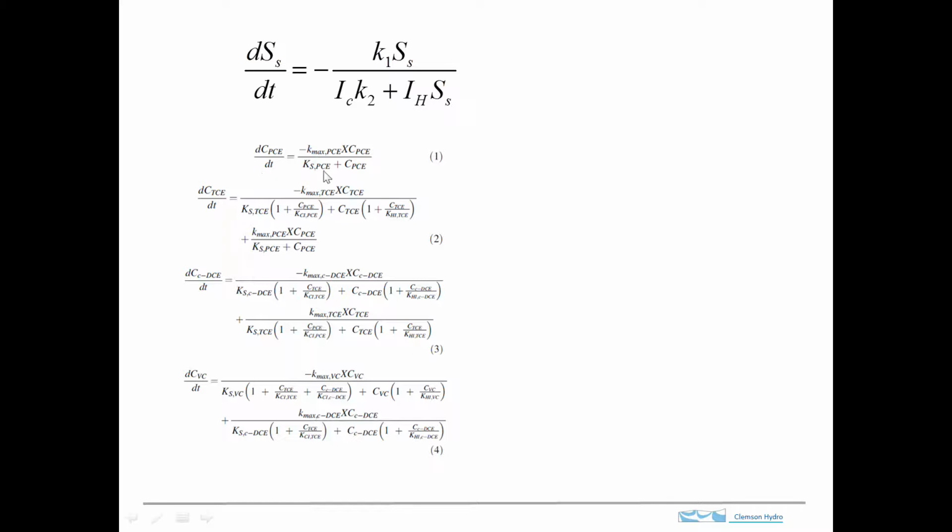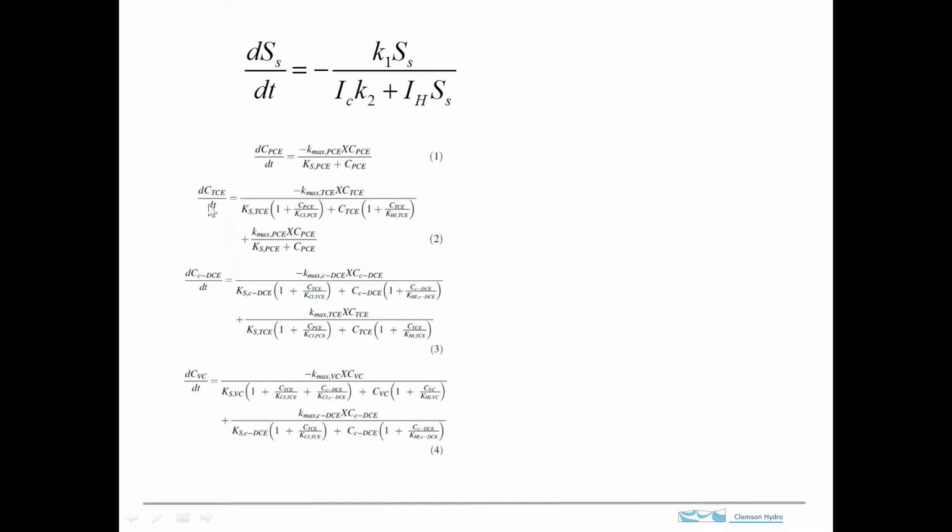If we look at the PCE equation, we can see it. K max is K1, and in this case, the dependent variable is C_PCE. So there's C_PCE, there's that. And X is the microbial population, and so we would need to include that up here to match this equation. Down in the denominator, a constant that corresponds to K2, and C_PCE, which is S. Okay, so there's no inhibition in this one, but there is in the next one.